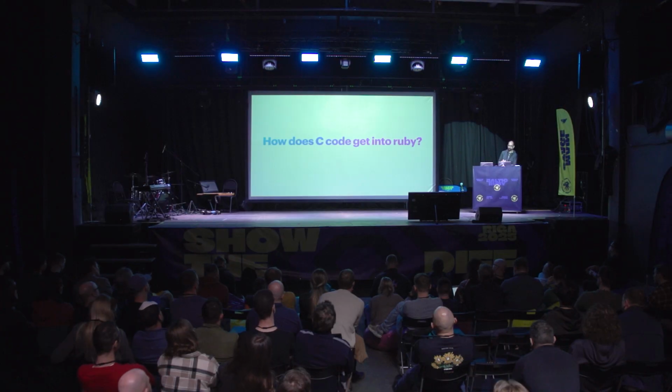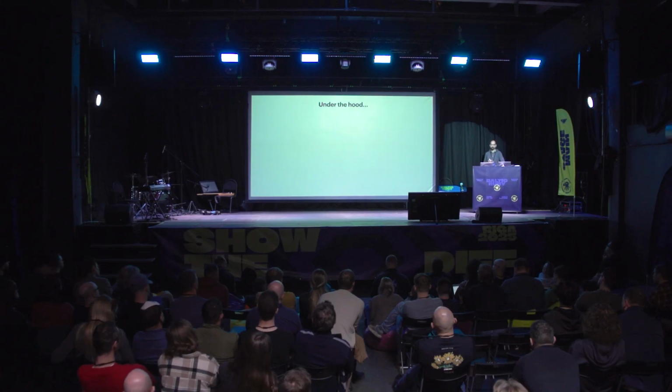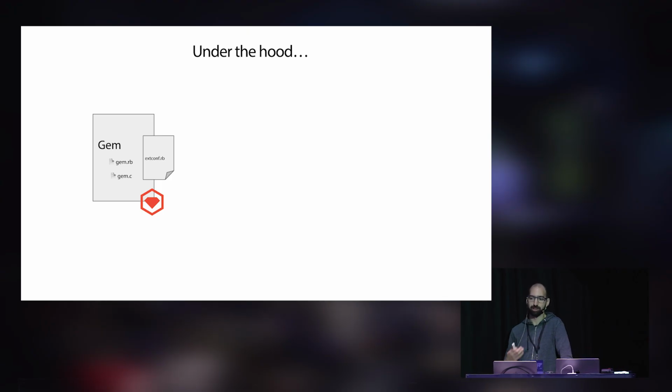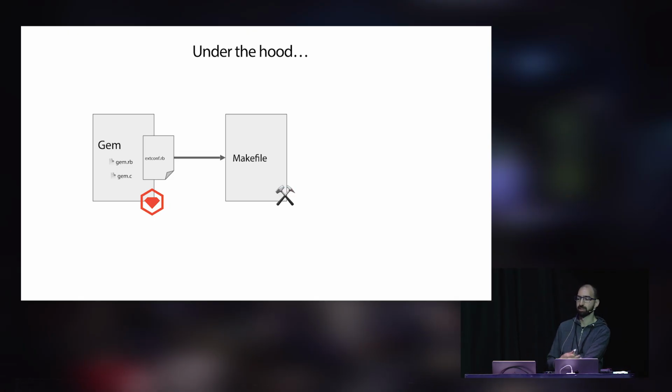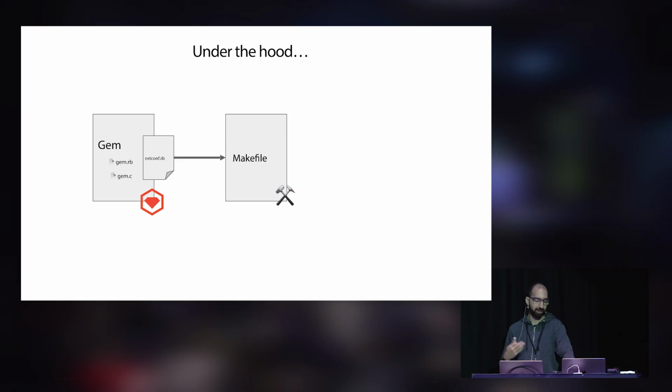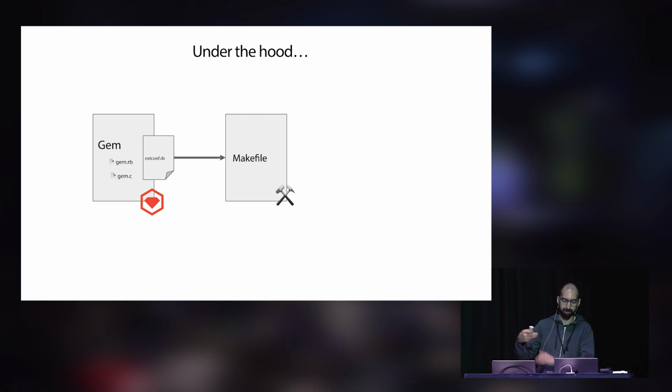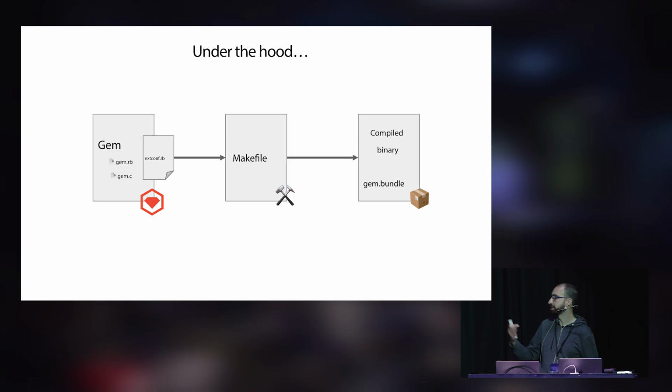So now that we know what a native extension is, the next question is, how does the C code get into Ruby? Under the hood, you have a gem. The gem has literally Ruby files and C files. That code gets pulled when you do gem install, and Ruby creates a Makefile. That Makefile is generated using this extconf.rb file, and this is what's used to compile the C code. Then at the end, we get a .bundle file that is the compiled binary.